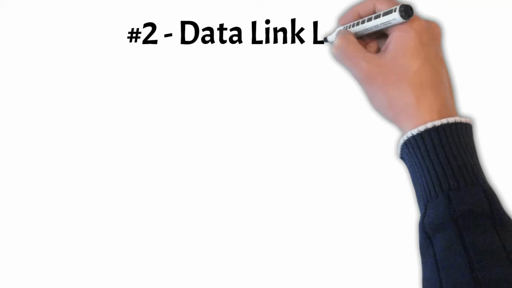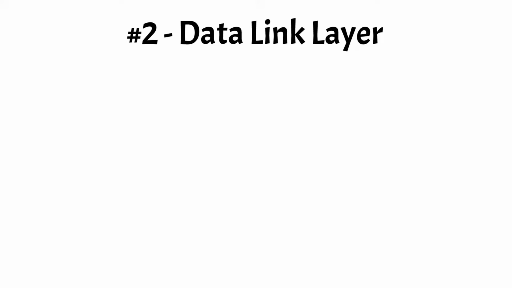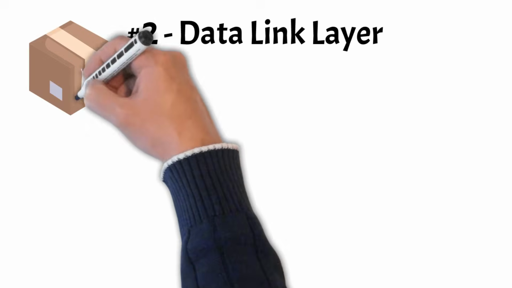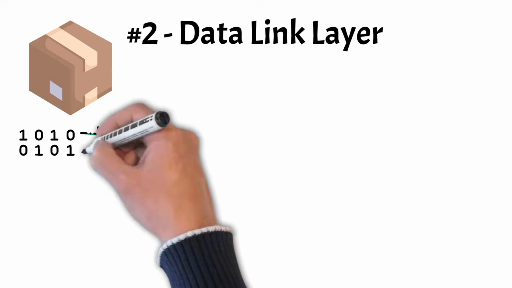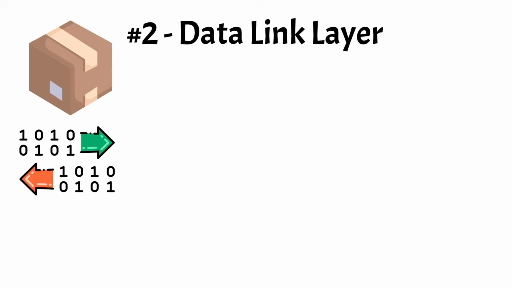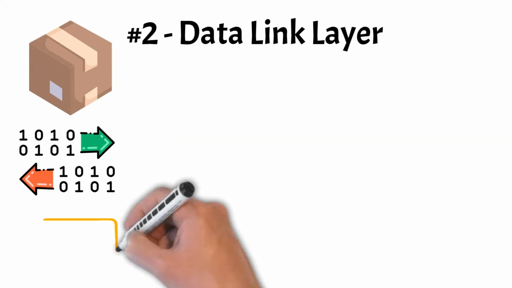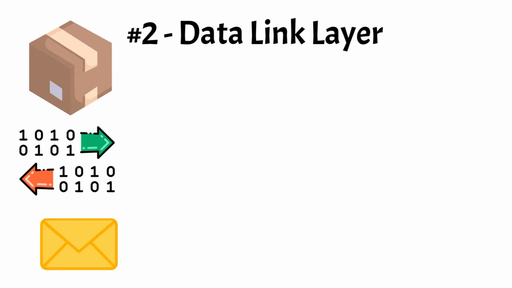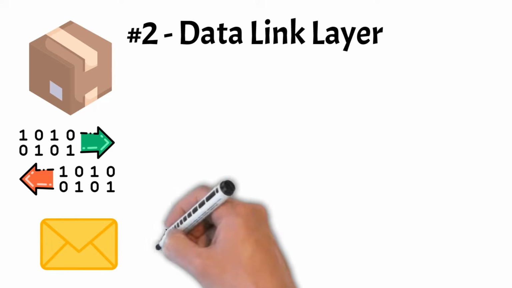Number 2. The data link layer. The data link layer is the second layer of the OSI model and is essential for transmitting data across a network. It takes raw data from the physical layer and organizes it into frames, which are structured packets of information. This layer handles addressing and error detection to ensure that data reaches the correct device and any transmission errors are managed.